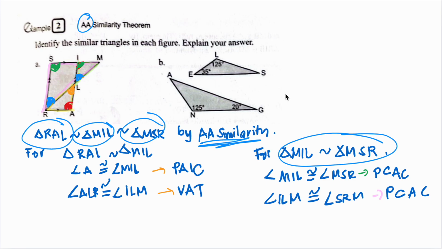Right. So as we continue, we move to the second example. There are two triangles here, and there is a measurement of this triangle. Also, the little triangle has a measurement as well. And let us say that triangle ANG is similar to triangle ELS, again by the reason of the AA similarity theorem.